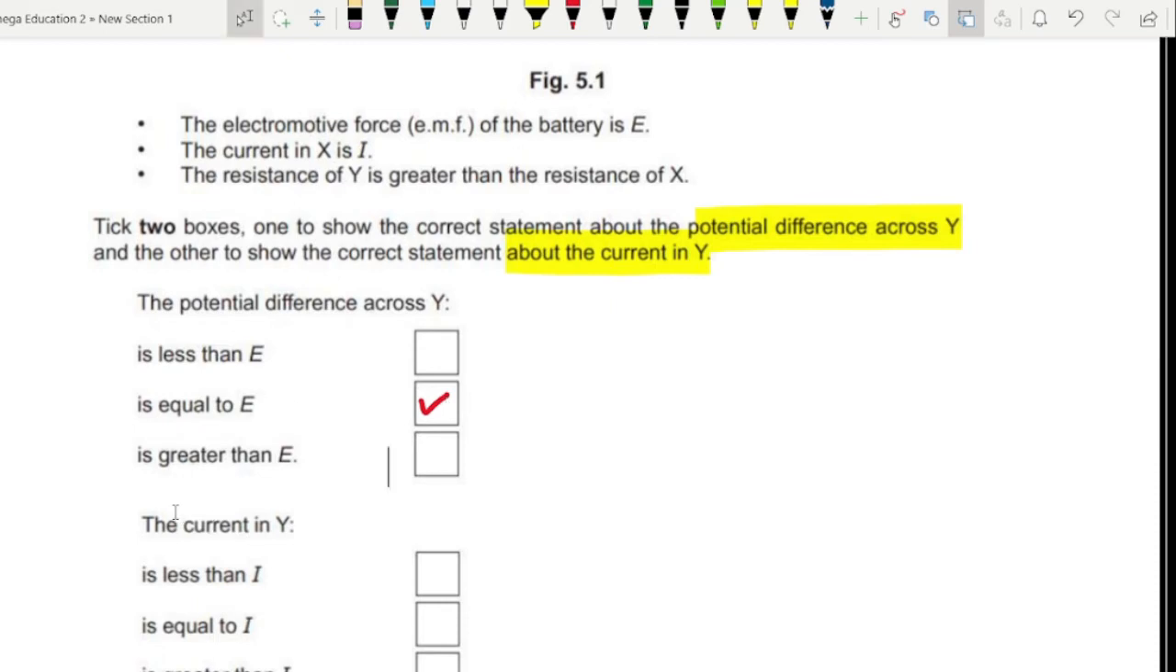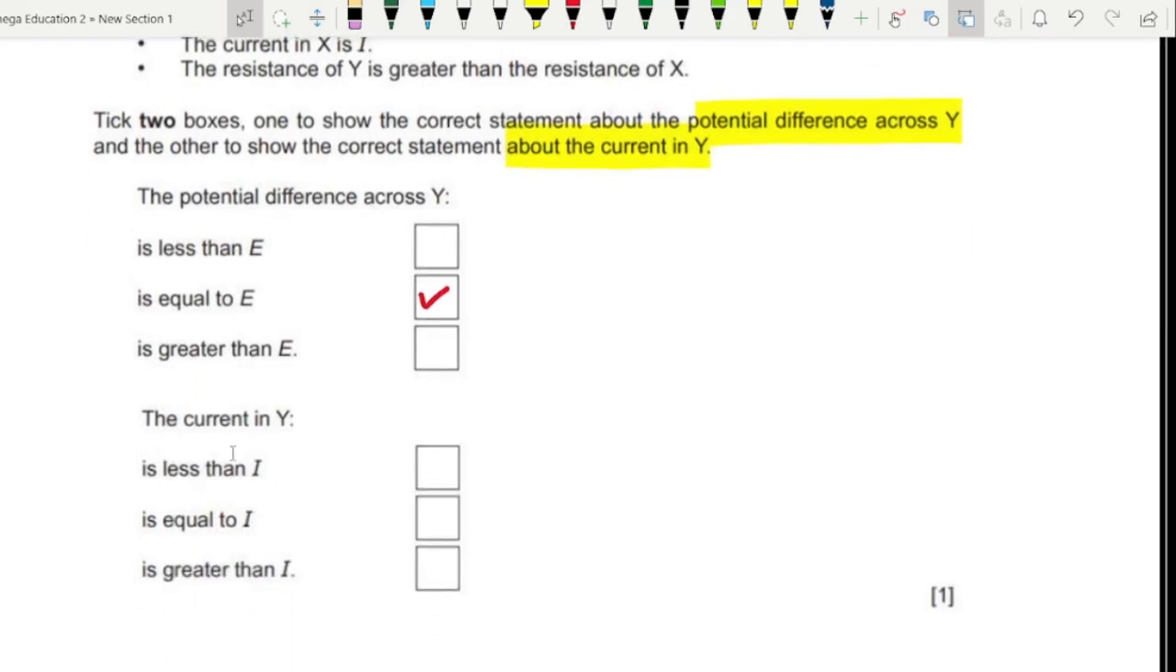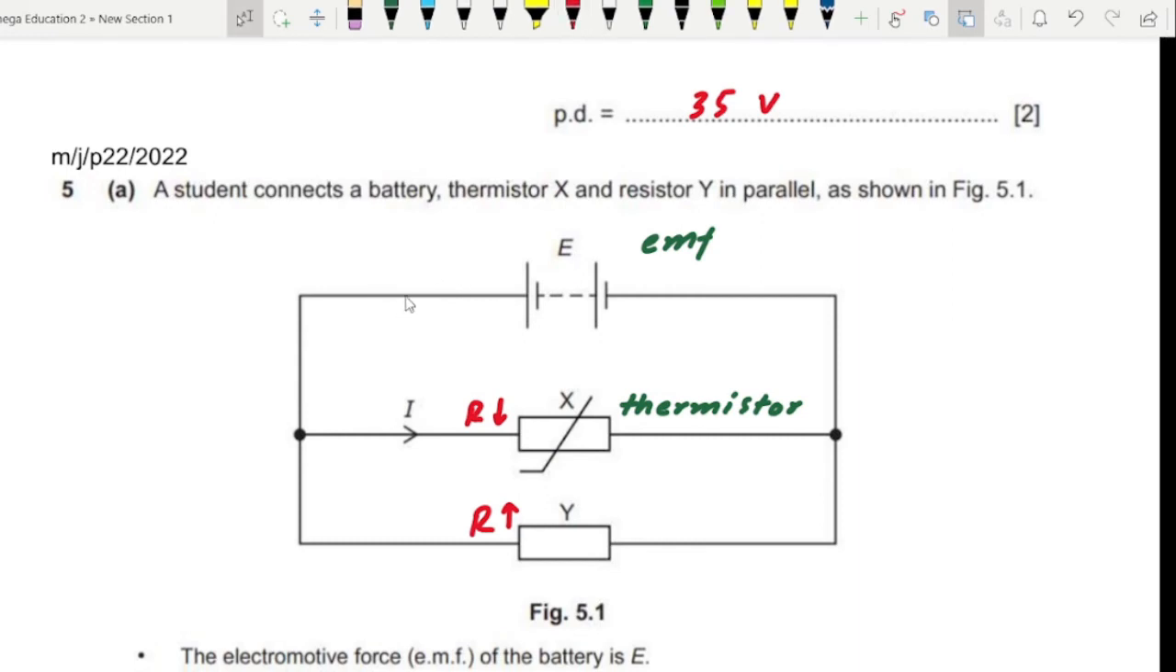Then we have to draw for the information, mark for the information about the current in Y. Now think about it. The total current coming from the battery reaches this point, and exactly at this point the current has two possible paths. Some of the current would go through X, and some would go through Y. What you have to figure out is through which path more of the current would be passing, and the answer is the path with the less resistance.